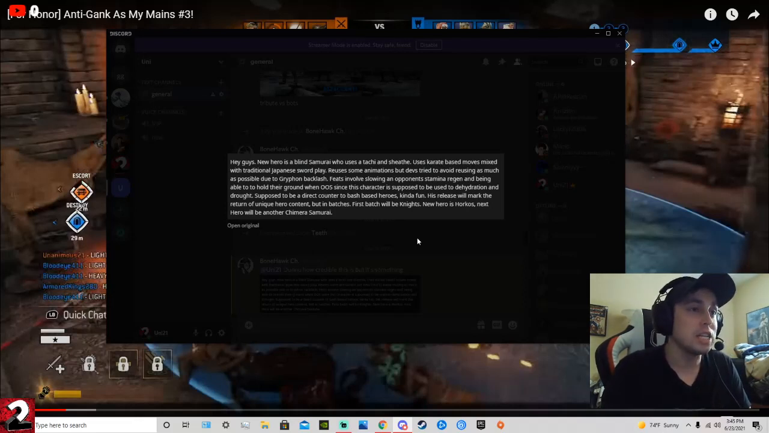Kind of fun. His release will mark the return of unique hero content, but in batches. First batch will be Knights. New hero is Horcrux, meaning the new one coming, and next would be another Chimera Samurai. So Horcrux is for the bad, Chimera is good. And I'm okay with that. I didn't want another Knight Hero. I don't think anyone wanted a Knight Hero.